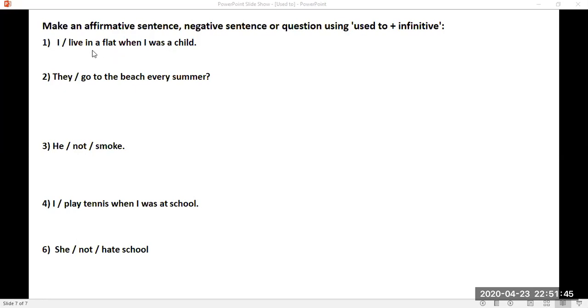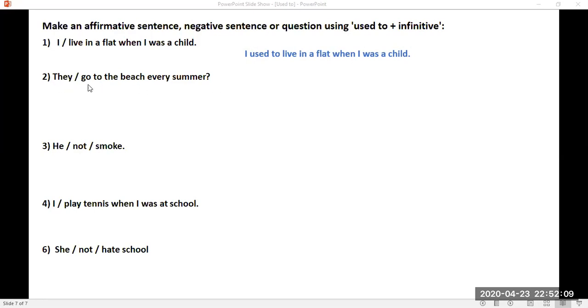So let's go back to number one and see if it is an affirmative sentence, a negative sentence, or a question. So we don't have not here, and we don't have a question mark. We have a full stop or a period. So it's going to be like this. I used to live in a flat when I was a child.